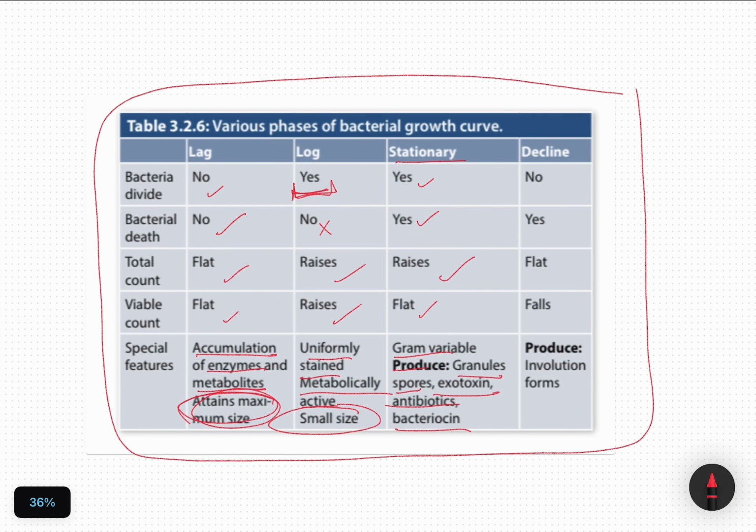Okay, bacteriocin. Then comes a time when the bacteria will stop dividing. So there is no division, death is happening, total count becomes flat, and our viable count is falling. Okay, then the special feature we have to see here is the involution forms. We can see involution forms.